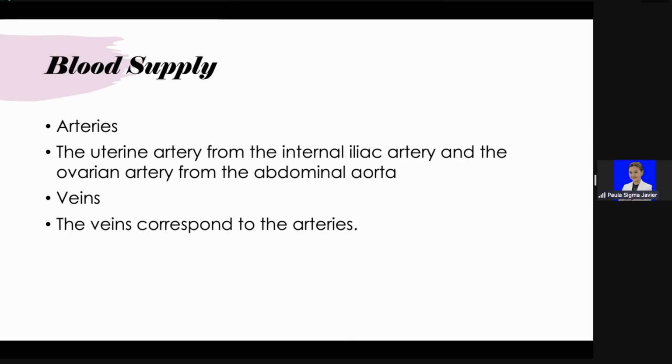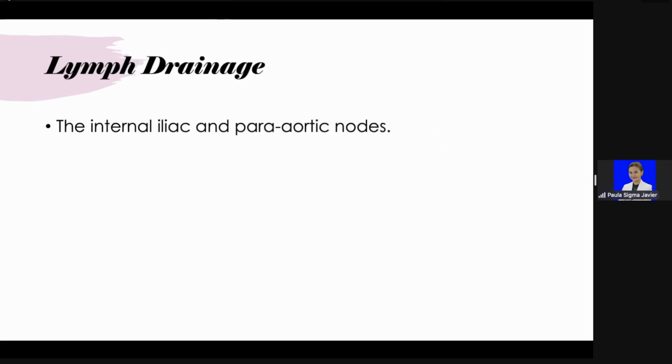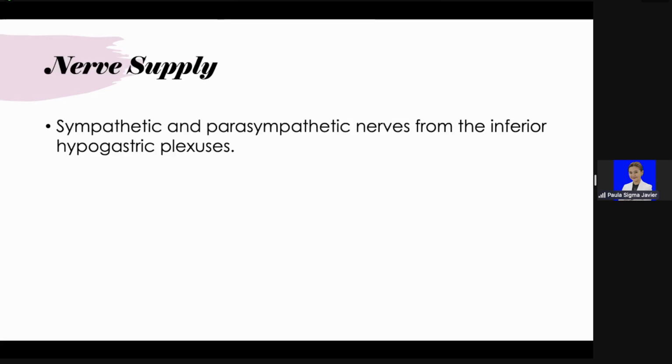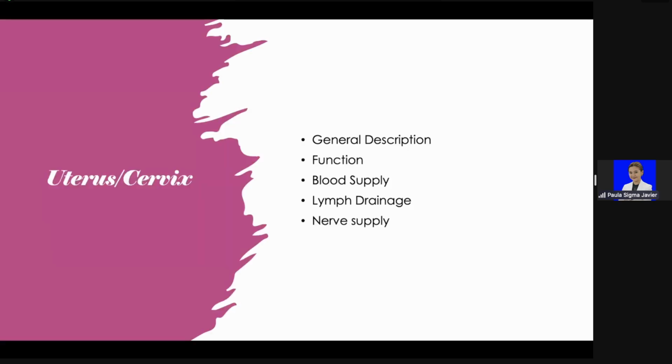Okay. So for the blood supply, it is supplied by your uterine artery, which is a branch of your internal iliac, and collaterals from your ovarian artery from the abdominal aorta. Okay, so the veins correspond to the arteries. Lymph drainage is via the internal iliac and para-aortic nodes. Nerve supply, sympathetic and parasympathetic nerves from the inferior hypogastric plexuses.